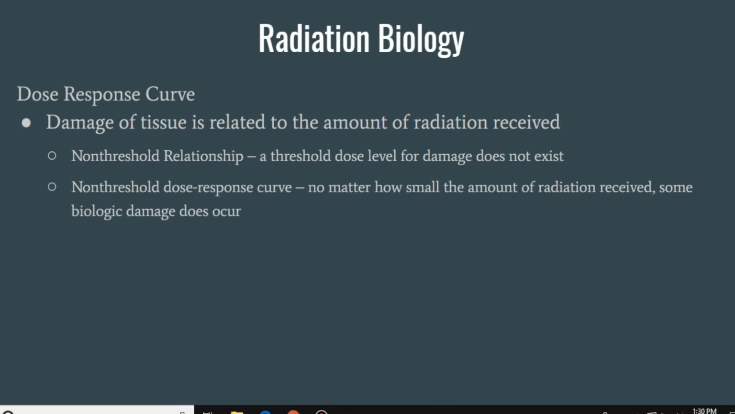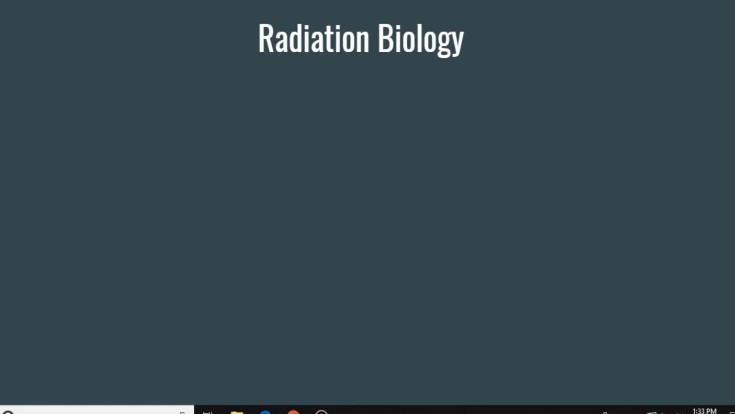This can also be called the non-threshold dose response curve. So it doesn't matter if you've taken one radiograph or if you've taken 30 radiographs, there is still a chance that there will be biological damage. And even though in dentistry, the dose that a patient receives is very low, damage still does occur. Biological effects from radiation can then further be classified into two other categories. These are known as stochastic and non-stochastic.